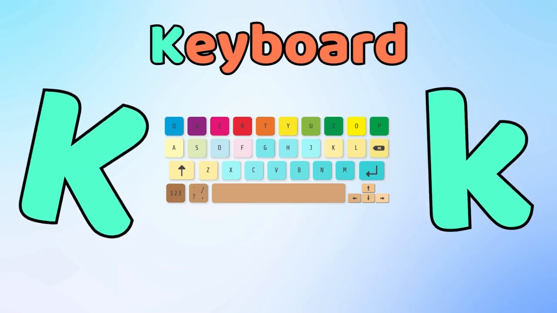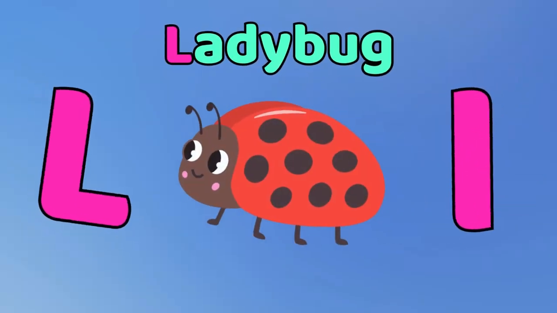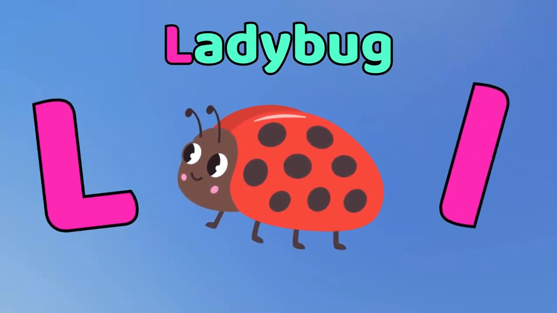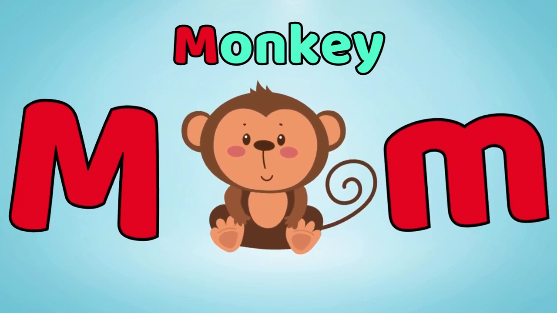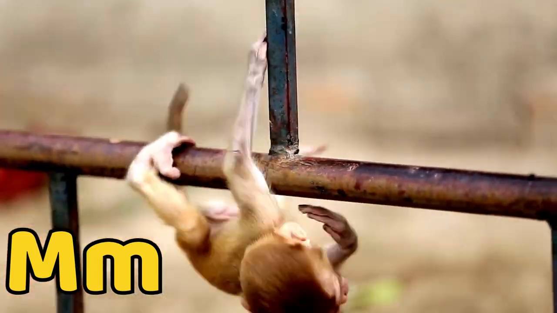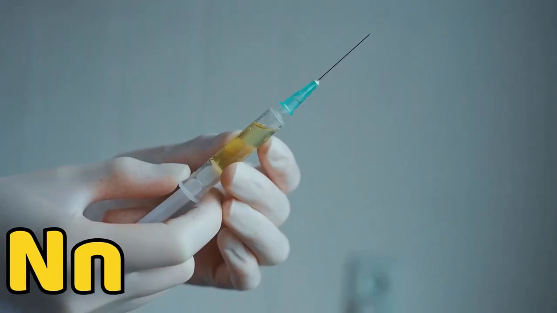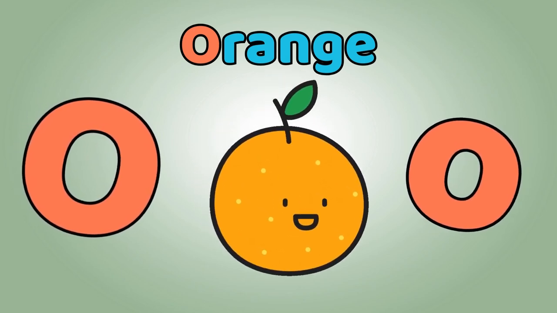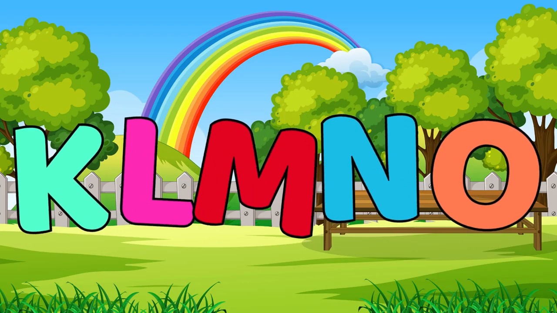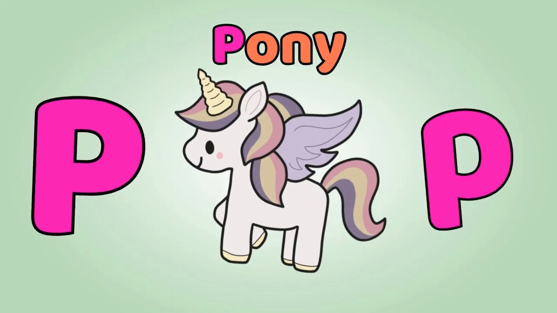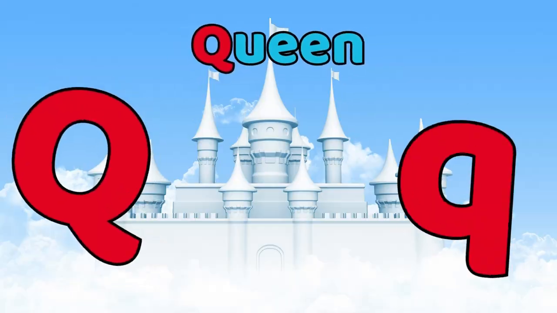K is for keyboard, keyboard, K, keyboard. L is for ladybug, ladybug, L, ladybug. M is for monkey, monkey, M, monkey. Needle, needle, N, needle. O is for orange, orange, O, orange. P is for pony, pony, P, pony. Q is for queen.